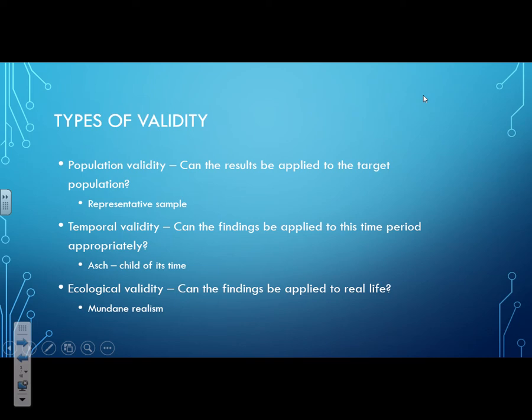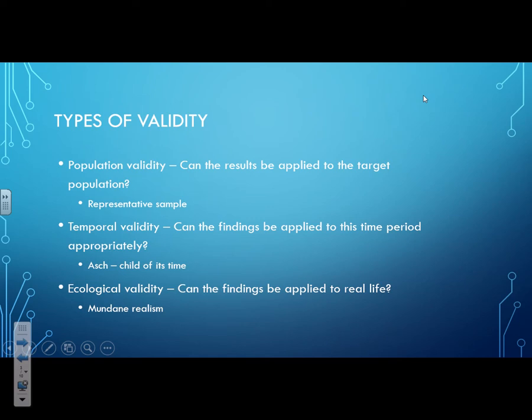Does the study lack mundane realism? Does it lack mundane realism, everyday reality? Does it seem like an everyday task? Yes, high in ecological validity. No, low in ecological validity. And of course, so it applies to the task. Is the task natural, and is the environment natural as well?